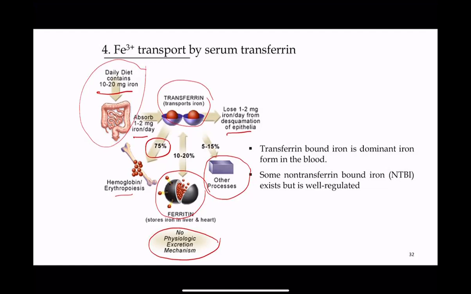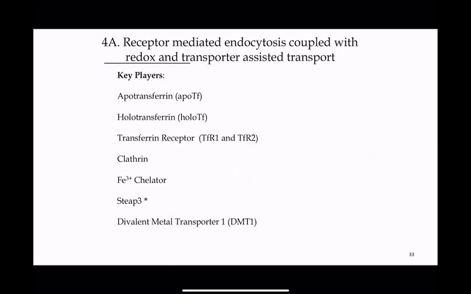All right, so the transferrin-bound iron is the dominant iron form in the fluid part of blood. And then there is some amount of non-transferrin-bound iron, abbreviated NTBI, that can exist, but it's something that's very well regulated. All right, so let's talk about this process of the transport by transferrin. And so here I have a list of what I call the key players in this process. The apoprotein, right, which has to grab the iron-bound form, but also really importantly, the receptor, the transferrin receptor.